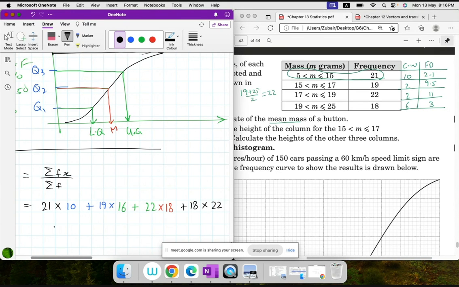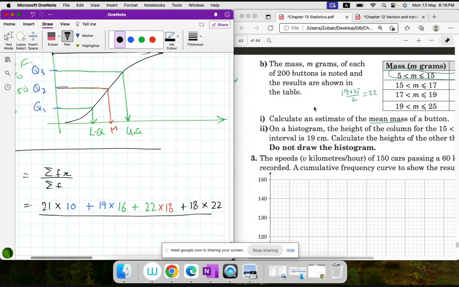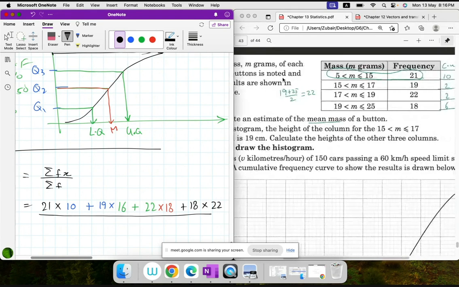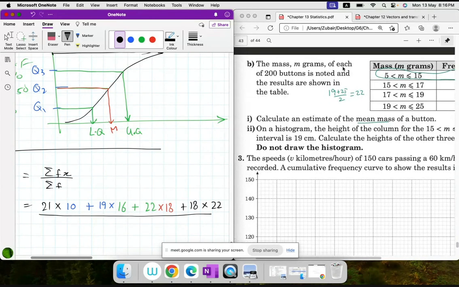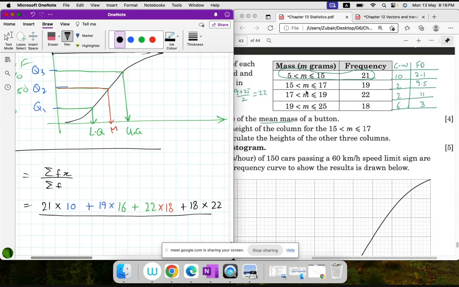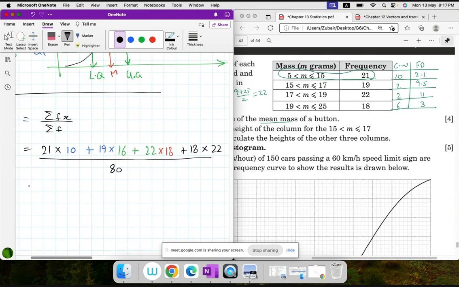And divided by the sum of the frequencies. It is already given in the question, it is 200. The mass m of each of 200 buttons is noted and the results are shown in the table. I'm adding those frequencies: 21, 19, 22, and 18. That's 80. So now we work out the mean. It's 16.325.